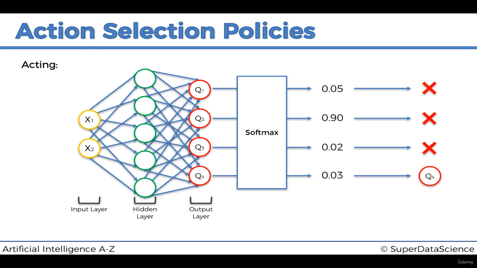You're welcome to definitely check out the epsilon greedy action selection policy if you like, but we're going to be predominantly using the softmax action selection policy.